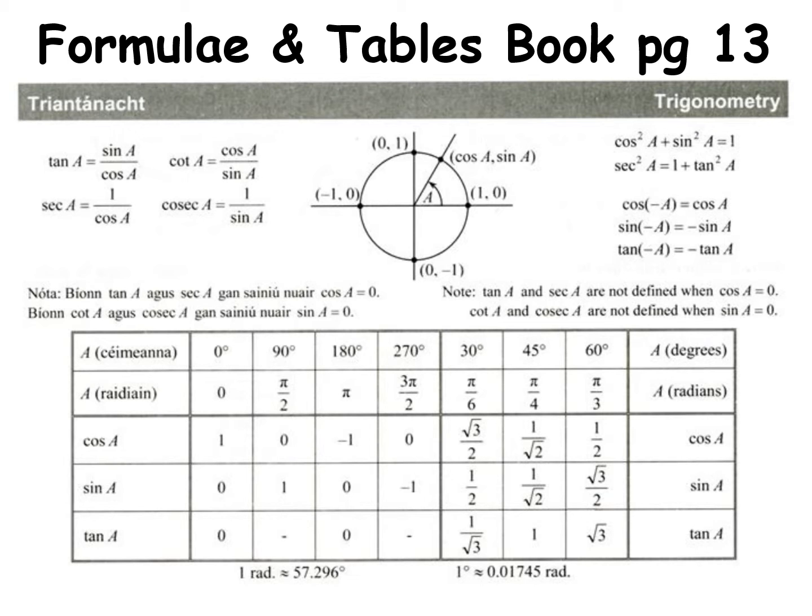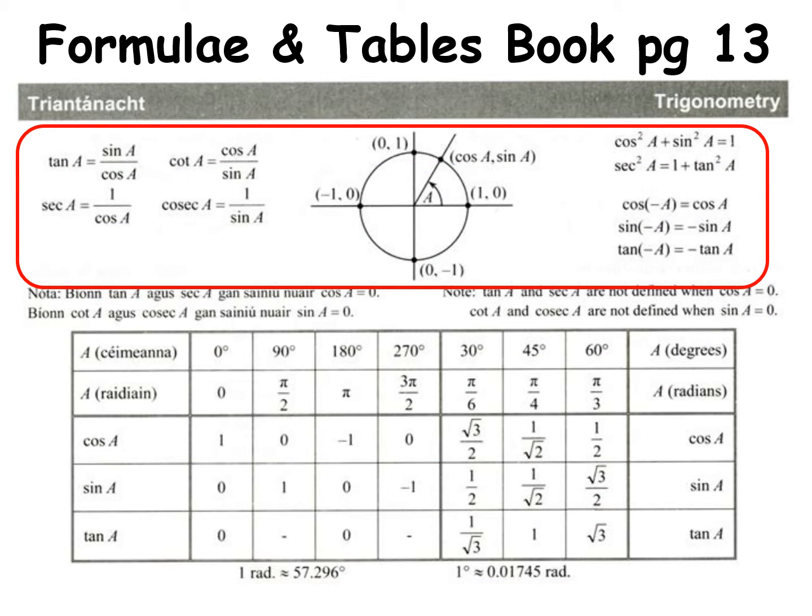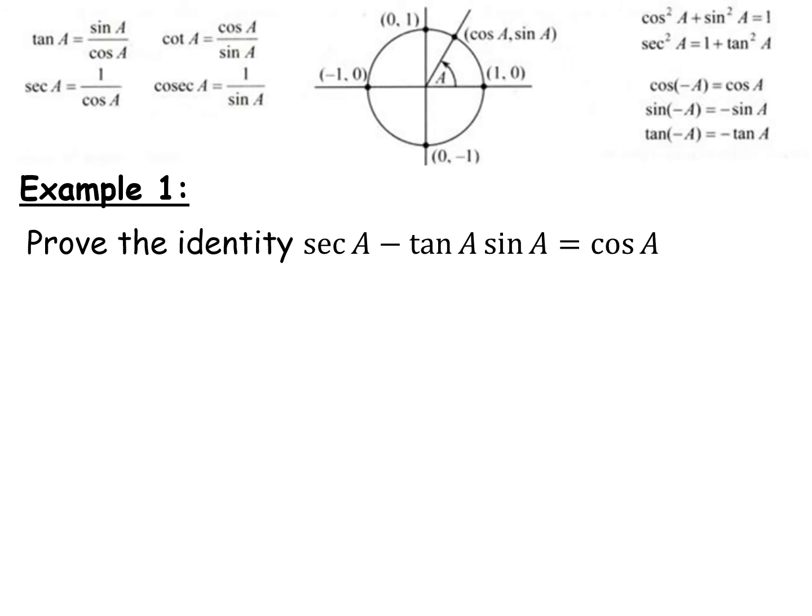So we're going to focus on pages 13, 14, 15 and 16. On page 13, we have some identities up here at the top. There are little formulas that hold true. We have tan A is sine A over cos A. We have cot A, which is cos A over sine A. Sec A is 1 over cos A. Cosec A is 1 over sine A. We have then over on the right hand side, cos squared A plus sine squared A equals 1. They're all linked to that unit circle that's in the middle, and so on. So we're going to use these first set of identities to help prove this identity here.